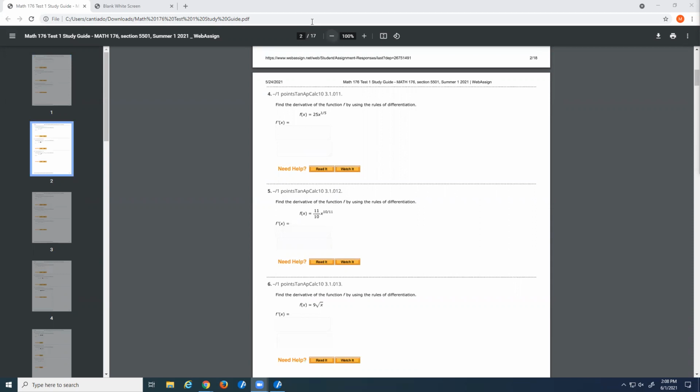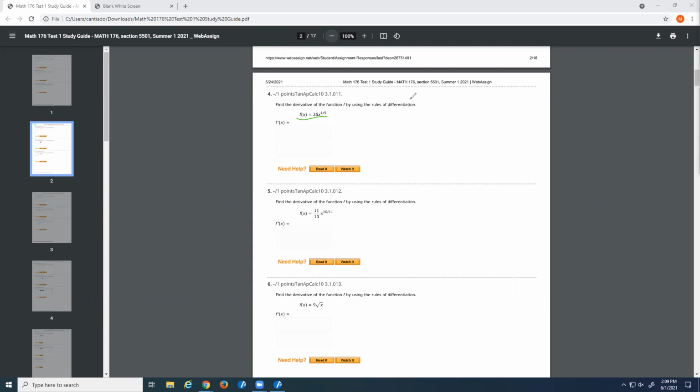All right, so number 4. I'll go ahead and switch colors again. We'll do some in green, excuse me. All right. So they give us our function here, f of x is equal to 25x to the 1/5, and they want us to find f prime of x using the rules of differentiation.